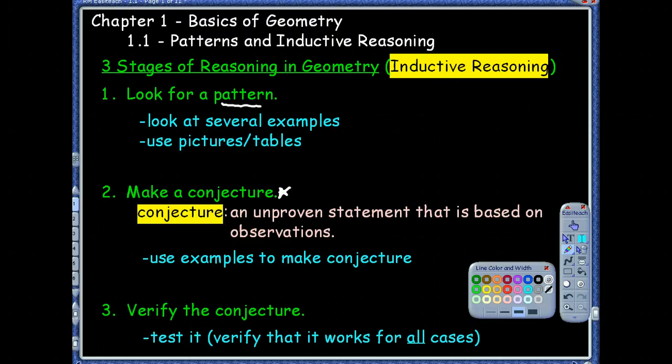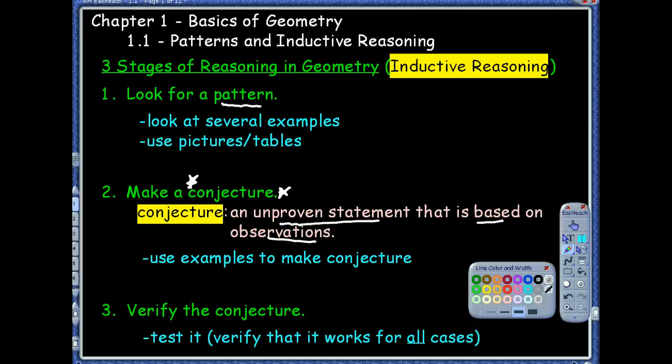And a conjecture, that's a new vocabulary word. It's an unproven statement that is based on observations. And unproven is the key word here. We don't know for sure that this is true. A lot of you in science have talked about the scientific method and making a hypothesis. Similar idea in the fact that we don't know for sure that this is true in every case, but we're noticing through these observations, through these patterns that we're finding, that something seems to be happening every single time. So that would be making a conjecture.